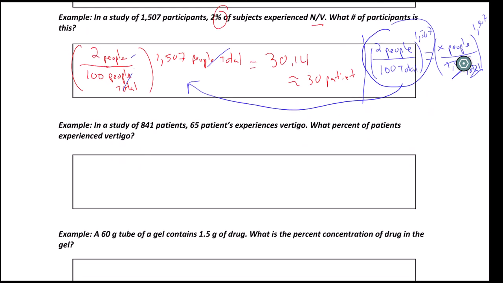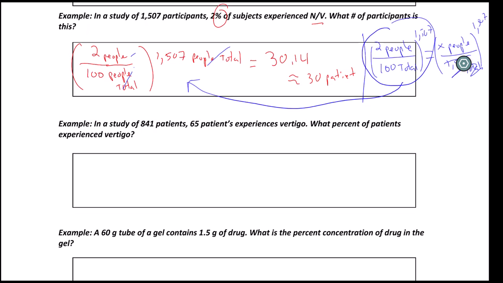All right, so let's look at it from a different angle. This says that you've got 841 patients, and 65 of those patients experience vertigo or dizziness. So if you had to describe the percentage of people that had vertigo, you can start with, you know that there's 65 patients.